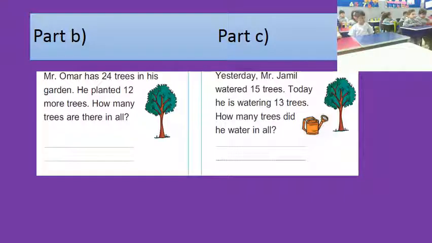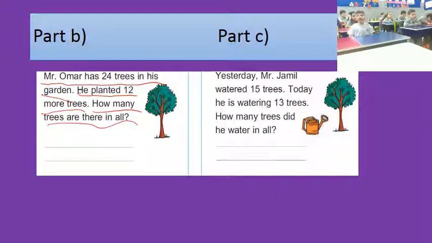Part B. Listen carefully. Mr. Omar has 24 trees in his garden. How many trees does he have in his garden? 24. Okay, he has 24 trees. He planted 12 more trees. So how many trees did he plant? 12. Okay, how many trees are there in all?